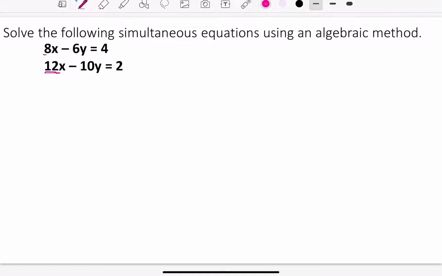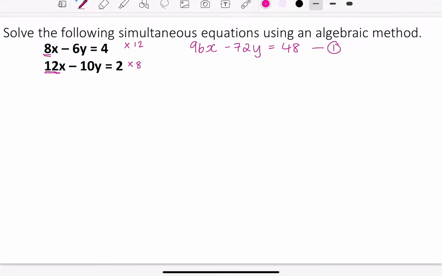So we have 8 and 12 currently. To do that, you're going to multiply it by the other coefficient. So we're going to multiply the top one by 12 and the bottom one by 8. That is going to give us two new equations to work with, which we are then going to label equation 1 and equation 2. So the first one would end up giving us 96x minus 72y is equal to 48, and we're going to label that equation 1.